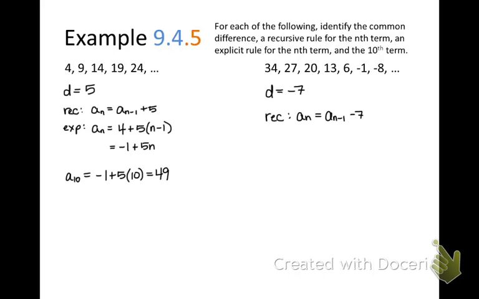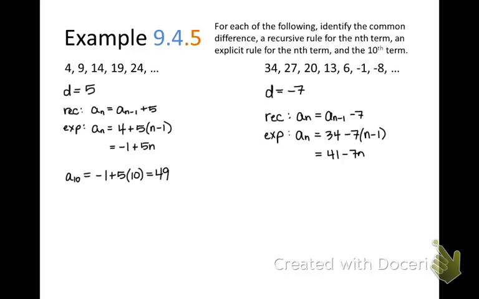The explicit formula is going to be, how do I start it? With what I want the first term to be, minus what I want my common difference, but to cancel out the first term, n minus 1. And then I can use that, and you can simplify that. So if I were to simplify that, what would I have? 41, yep, 34 plus 7 once I distribute, and then minus 7n.